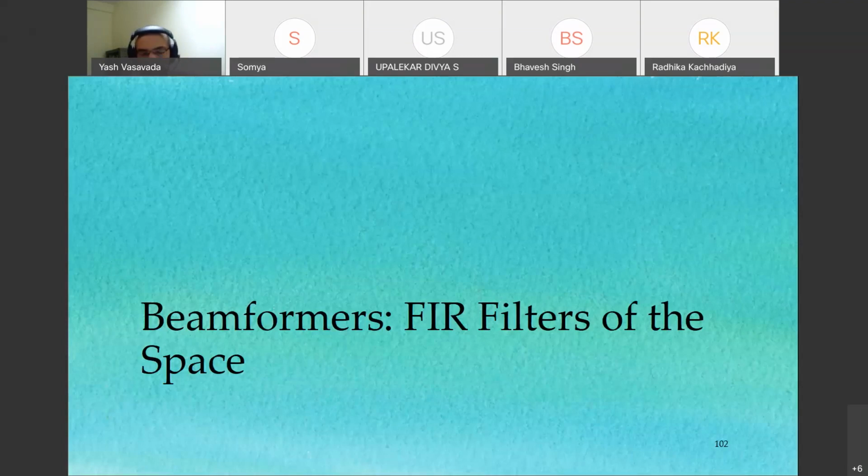So just like the traditional FIR filters, which we can think of as filtering the frequencies, as we saw, the FIR filters filter out some frequencies which are far away from the designed frequency of that filter. The beamformer, you can think of as an FIR filter which filters out some space, or specifically some directions in the space. Okay, so that is what these filters do.